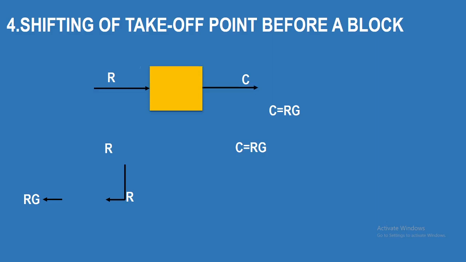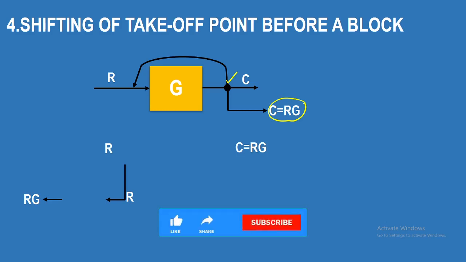You see here, I have considered a G of s, where R is the input and C is the output. This is the takeoff point we have taken here. The takeoff point output will be C equals R into G. Now I am going to shift this takeoff point to before the block. What changes will happen?